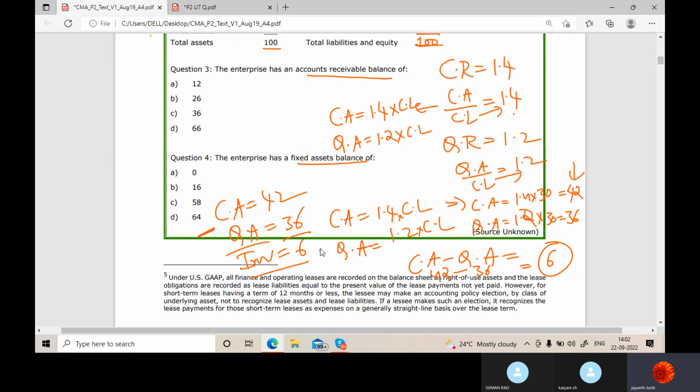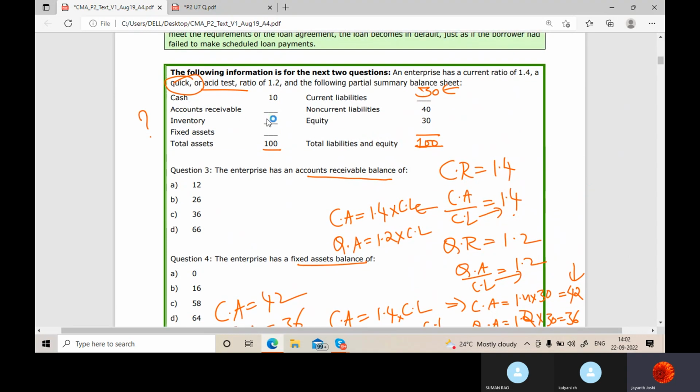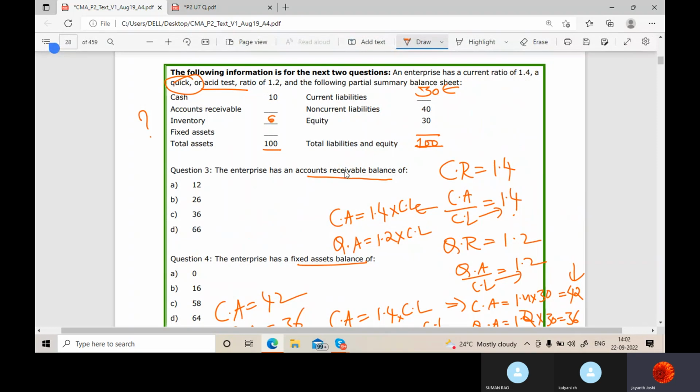All right. So this is what I have found out. Inventory I have got, but my agenda is not to find inventory. My agenda is to find the account receivable balance.